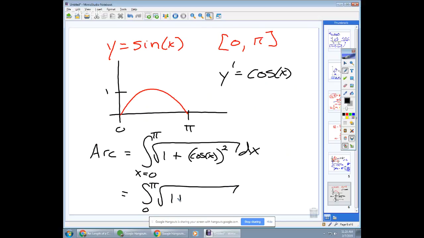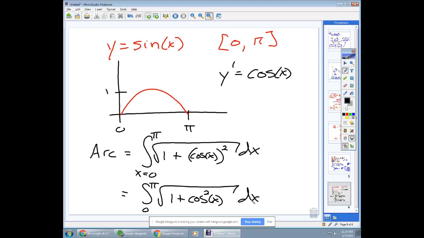Well, we need to find an antiderivative of the square root of 1 plus cosine squared. We know that cosine squared plus sine squared is equal to 1, but this is 1 plus cosine squared. It's similar to the Pythagorean identity for sine and cosine, but different. So it turns out that doesn't help directly.